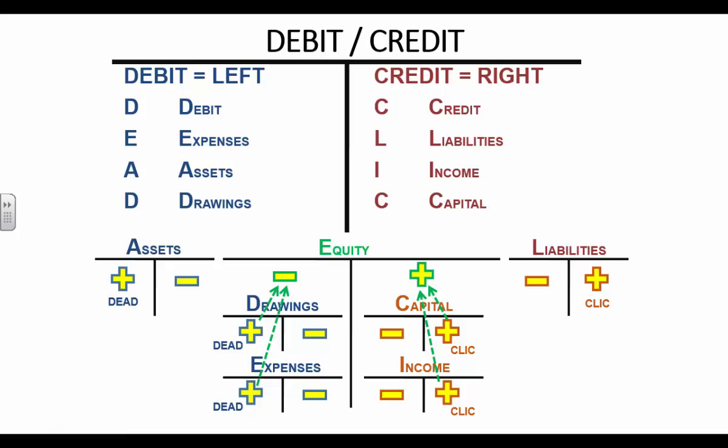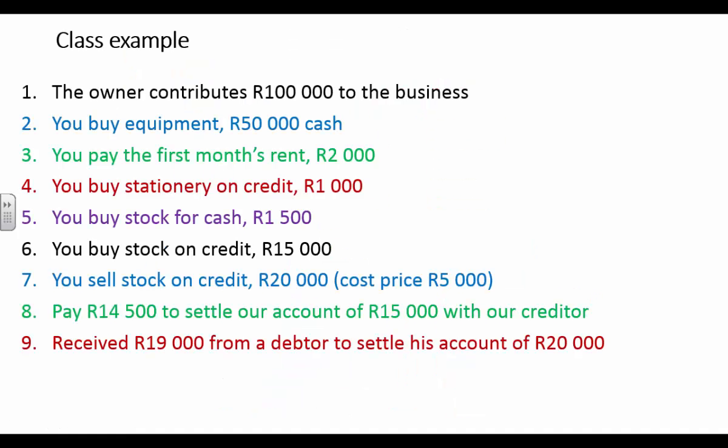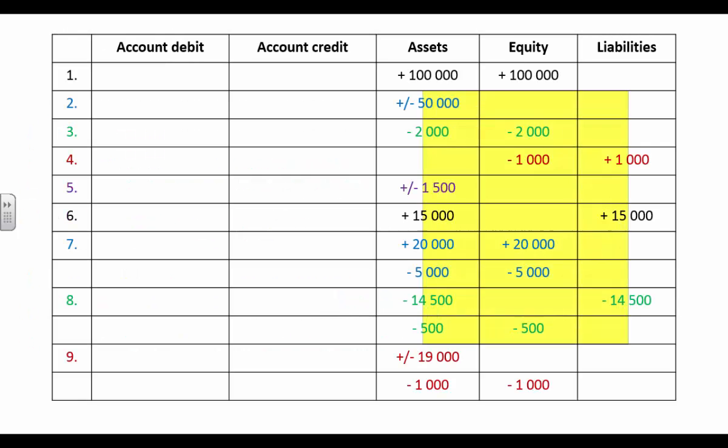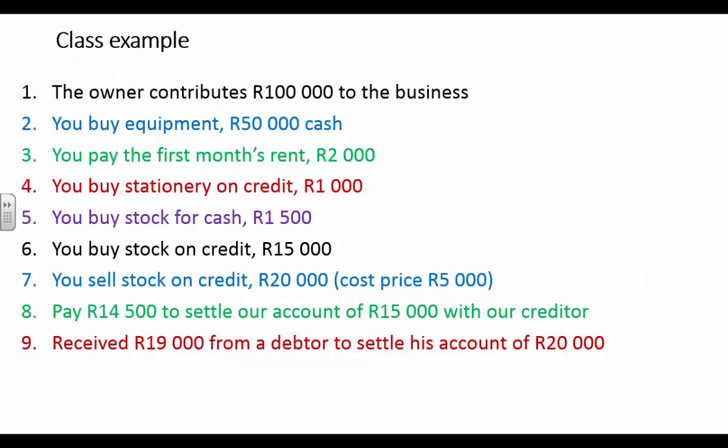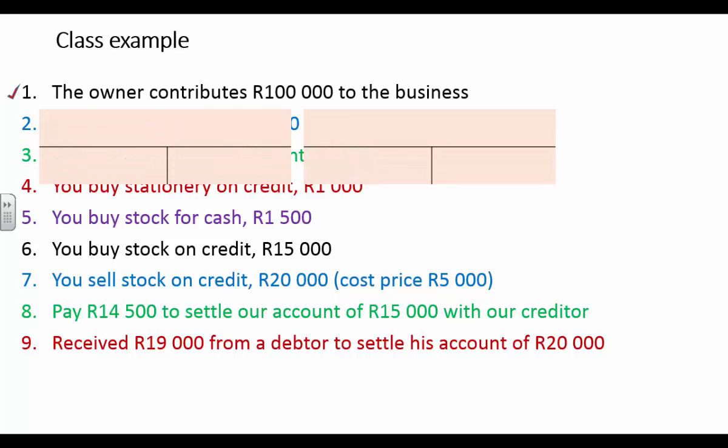Let's look at an example of how we apply DEAD and CLIC. We're going to use the same class example that we used in the accounting equation video. In that example, we only filled in the effects of each transaction on assets, equity, and liabilities. But in this video, we're going to look at which account do you debit and which account do you credit for each of these transactions. Our first transaction, the owner contributes 100,000 Rand to the business. First thing you need to do is identify which two accounts are affected with this transaction.